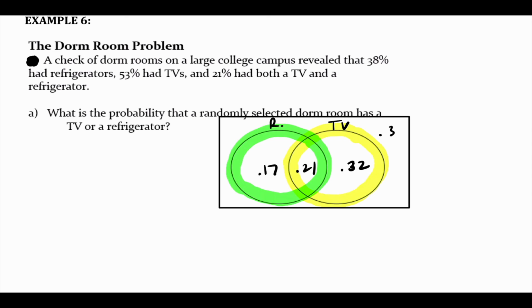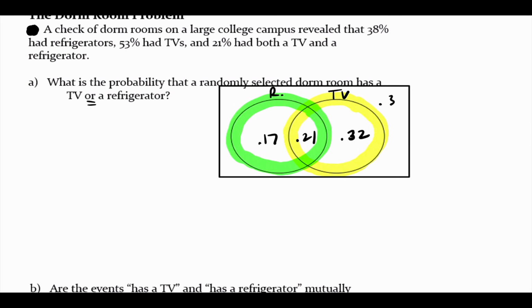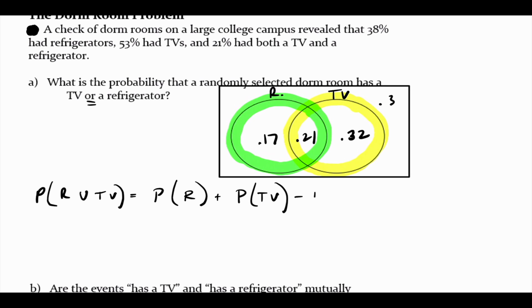Okay, so what is the probability that a randomly selected dorm room has a TV or a refrigerator? There it is right there, or. If that's the question they're asking, don't even think twice. Just go right to the formula. So the probability of a refrigerator or a TV. Probability of a refrigerator plus the probability of a TV minus the overlap.